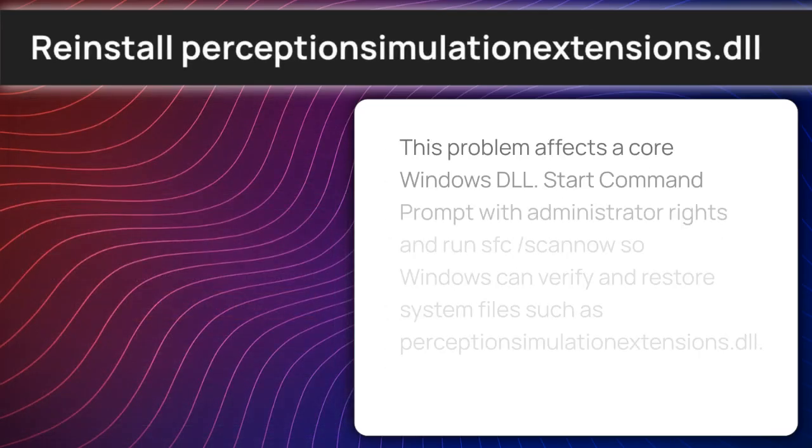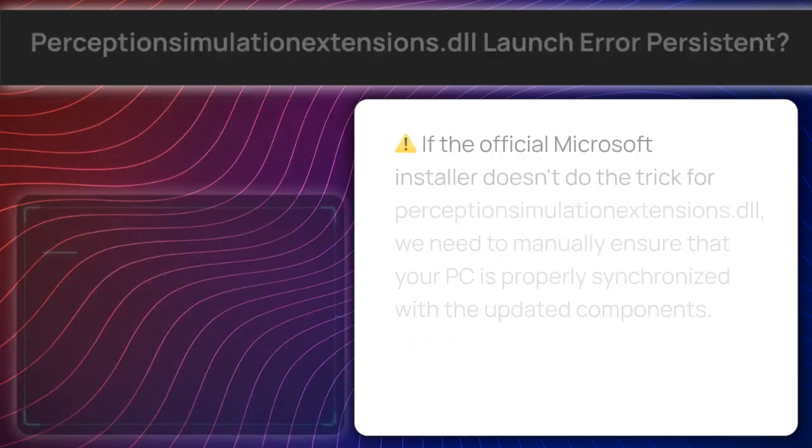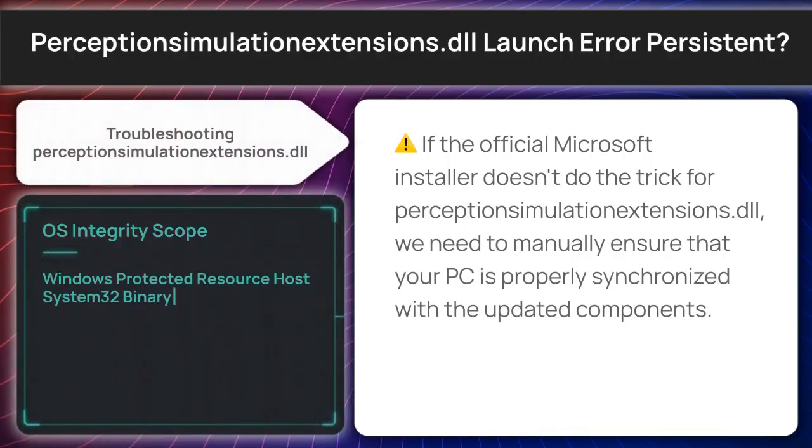This problem affects a core Windows DLL. Start command prompt with administrator rights and run sfc /scannow, so Windows can verify and restore system files such as Perception Simulation Extensions. If you're still stuck after the reinstall, our next priority is to check for any active blocks in the system path.